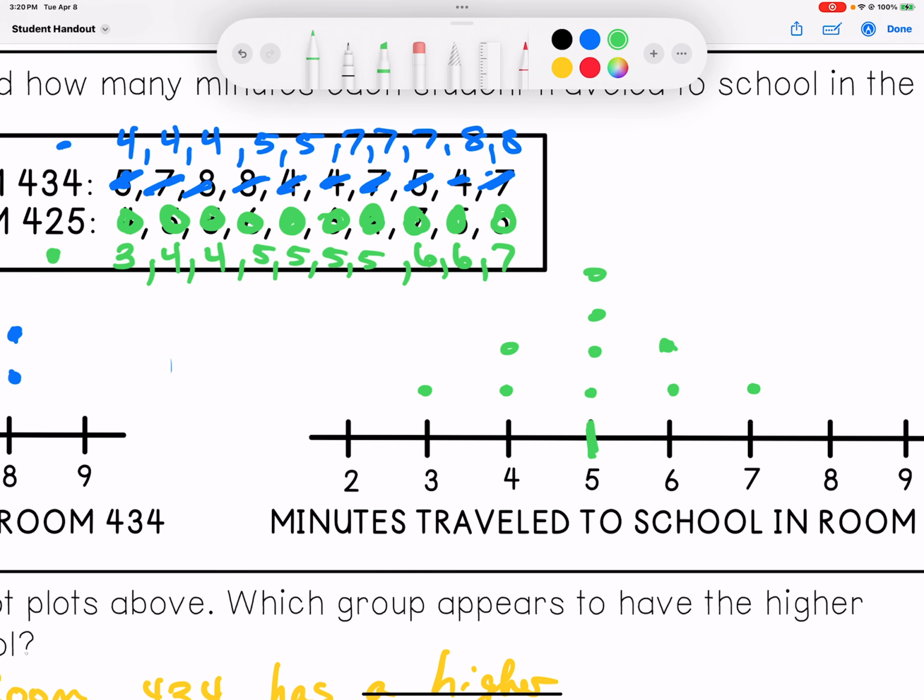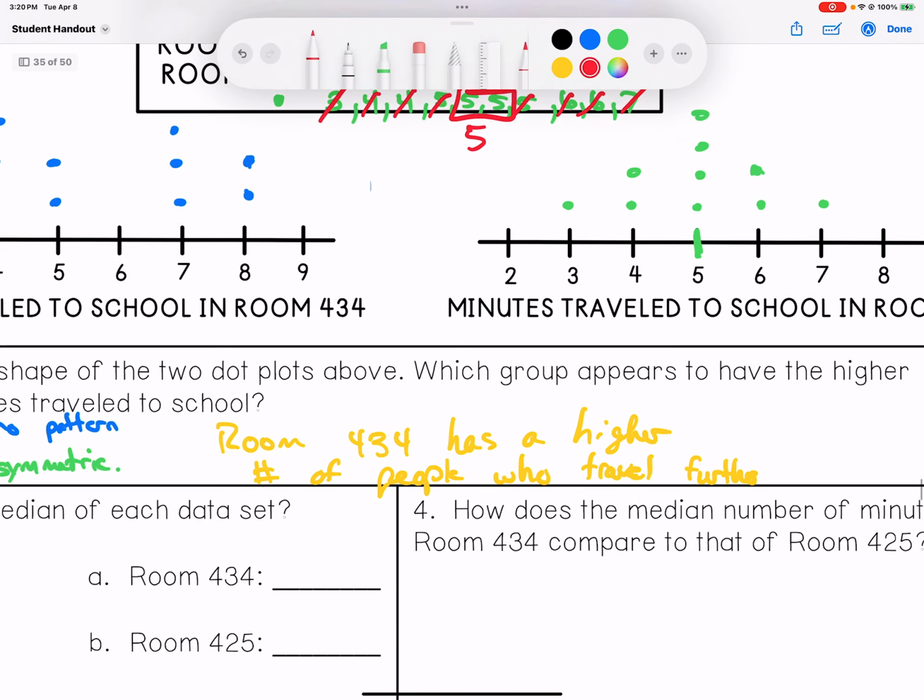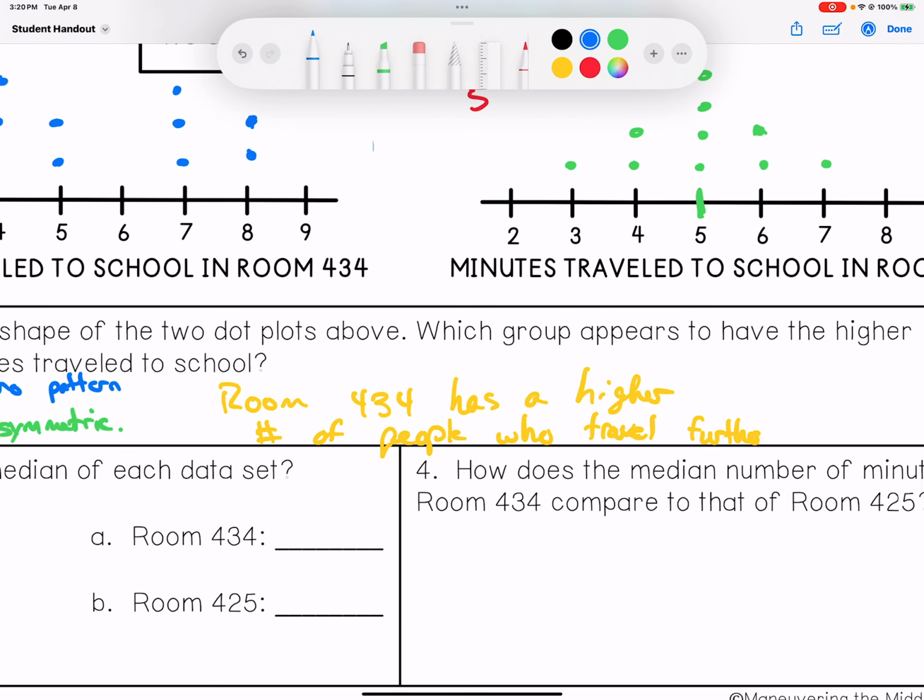Now I'm going to find the median of each one of those. How do you find the median? You just start counting from each side, one at a time. You get these 2. What is the average of those? 6. Same thing down here. Start marking. What is the average of those? 5. So room 434 is 6 minutes, and room 425 is 5 minutes.